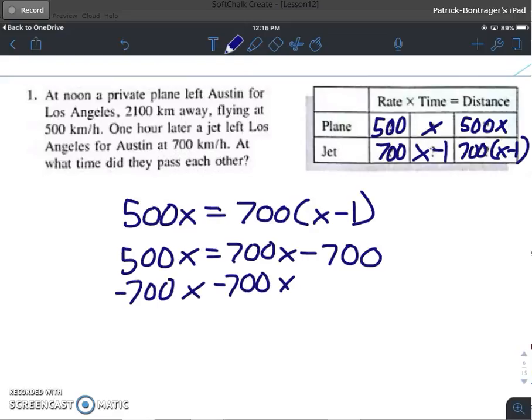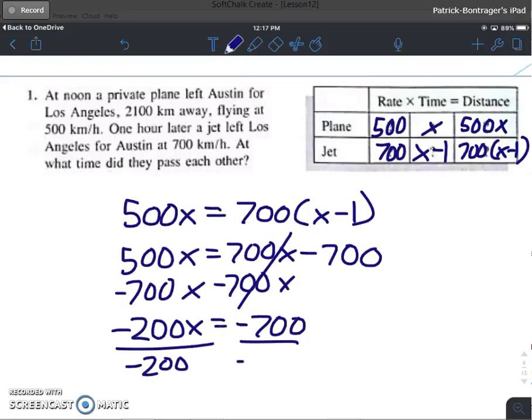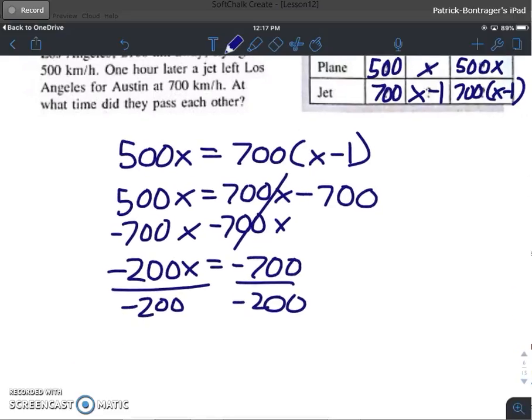I'm sorry, we're not combining like terms. We're getting constants on one side and variables on the other. So we get negative 200x equals negative 700. Divide by negative 200. So we're going to get x equals 7 halves. Now, what is 7 halves? That's hours. So 2, 4, 6, 3.5 hours.